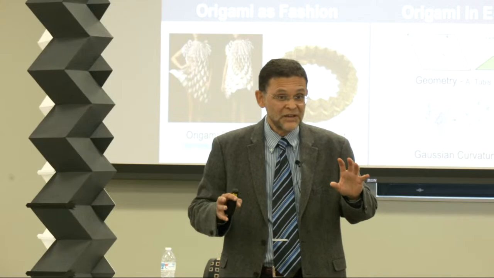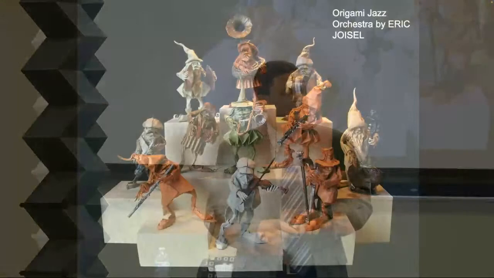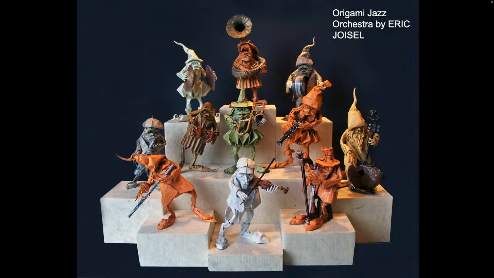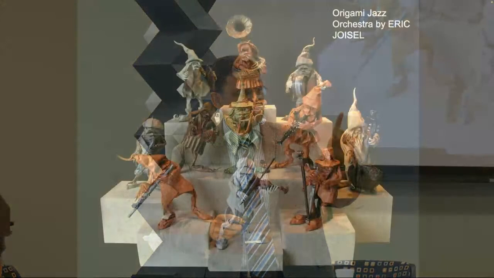And here, this is my favorite piece of origami. This is the orchestra by Eric Joisel. Can you count how many musicians you have? How many? 11, I hear, thank you. 11 musicians, 11 instruments. Do you know how many pieces of paper? 22. One piece of paper for each musician, one piece of paper for each instrument.